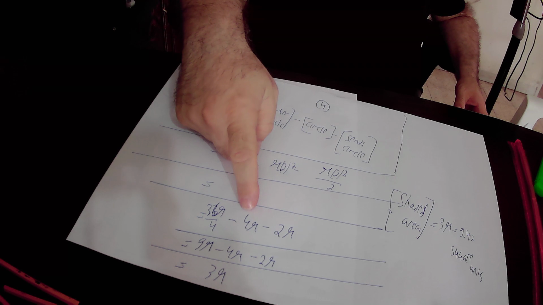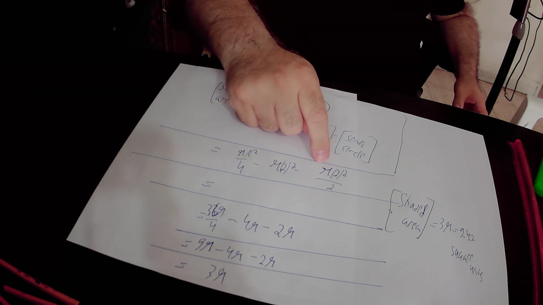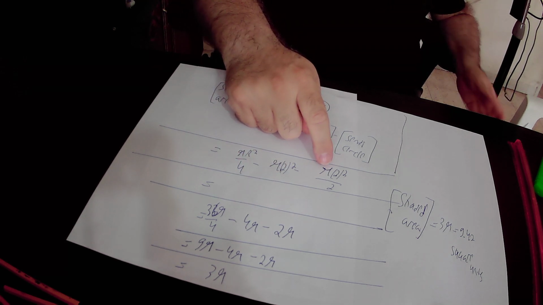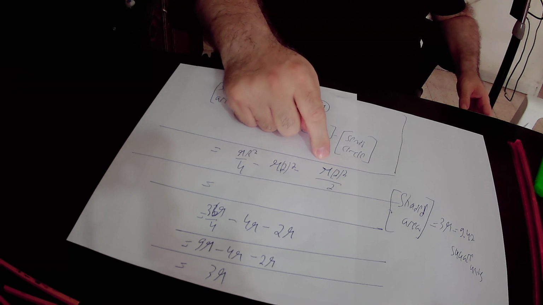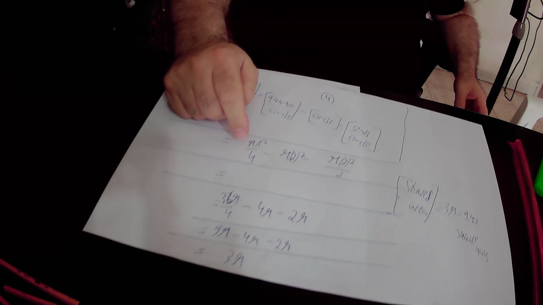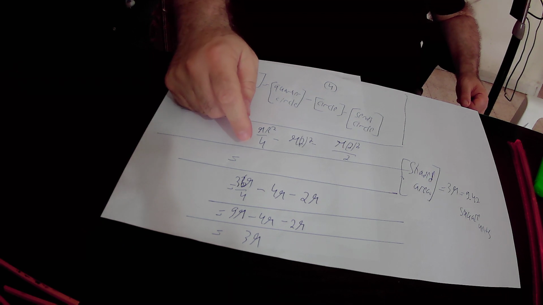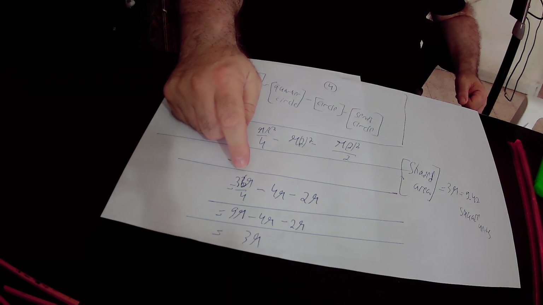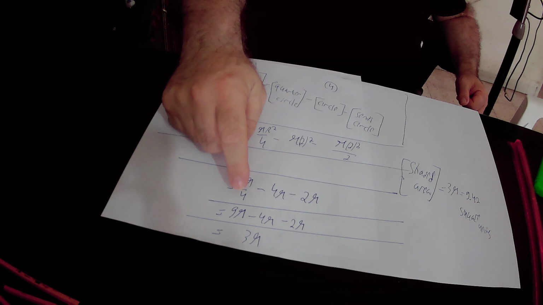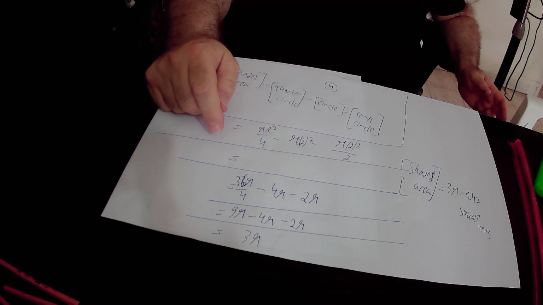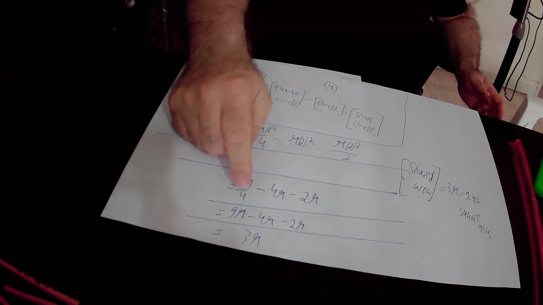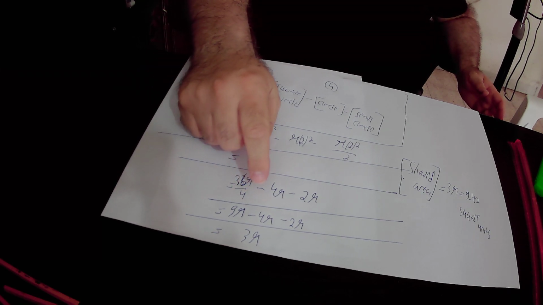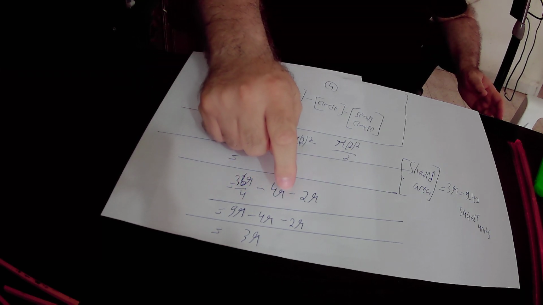So 4 pi is the area of the circle. The area of the semicircle is pi times 2 squared over 2. 2 squared is 4, and 4 over 2 is 2, so in total this expression equals 2 pi. And 36 over 4 is 9, so the first expression equals 9 pi. So we found out that the value of the shaded area equals 9 pi minus 4 pi, which is 5 pi, and 5 pi minus 2 pi is 3 pi.